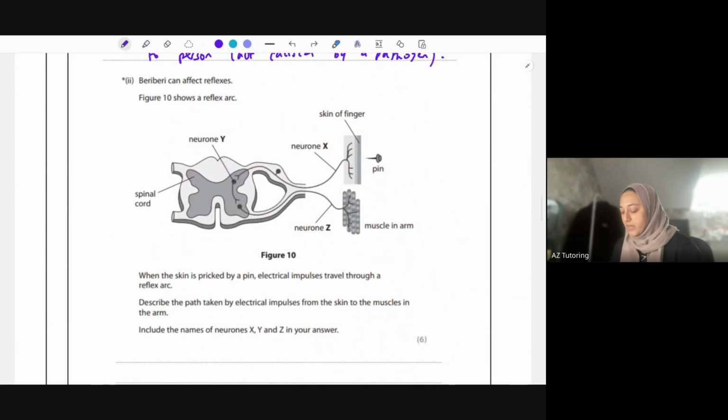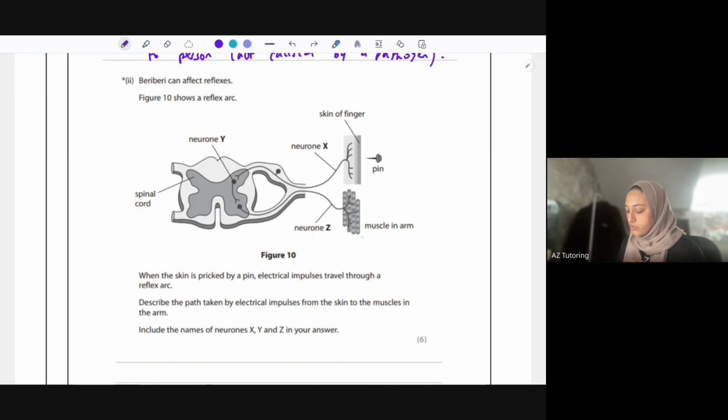Okay, beriberi can affect reflexes. So figure 10 shows a reflex arc. So you can see we've got 3 neurons here. You should immediately, as soon as you see them 3 neurons, think sensory, relay, and motor neuron. Skin of the finger, the receptor is going to detect that pin. That's essentially going to hit that skin. The skin's going to detect that.